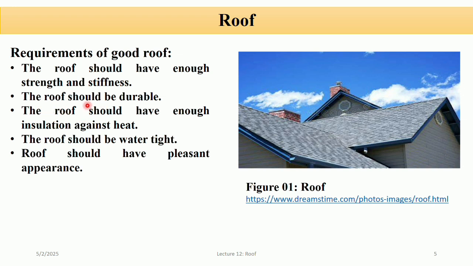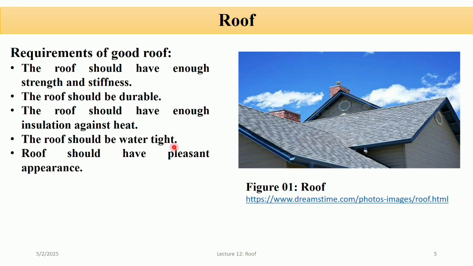The roof should be durable. It should be made of long-lasting material that can withstand weathering, corrosion, and aging. A durable roof requires minimal maintenance and remains functional for many years. The roof should have enough insulation against heat. A good roof should provide resistance to heat transfer, helping to keep the building cool in summer and warm in winter. This improves energy efficiency and ensures a comfortable indoor environment.